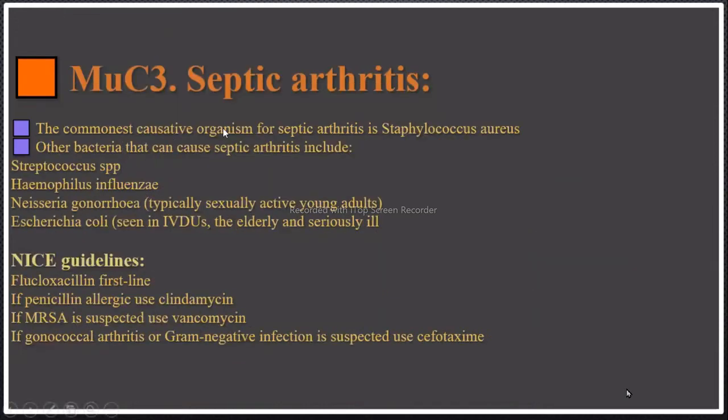The commonest causative organism can be a question: Staphylococcus aureus. Other bacteria that can cause septic arthritis, so maybe Streptococcus, Haemophilus influenzae, Neisseria gonorrhoeae, Escherichia coli. So if the patient is sexually active, it shows what? Neisseria gonorrhoeae. If the patient is an IV drug user, so it shows Escherichia coli. Okay, this is how to choose the causative organism.